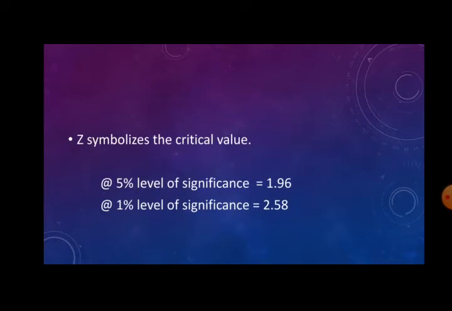Next, Z symbolizes the critical value. Here, at 5% level of significance, the tabulated value is 1.96, and under 1% level of significance, the tabulated value would be 2.58.